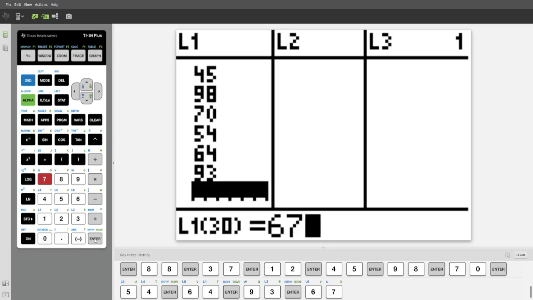Now, as you can see, 67 is the last number. How do we know? There were 30 numbers, and you see where it says L1(30). That means 67 is the 30th entry. Make sure you push Enter so that you see it on the list.